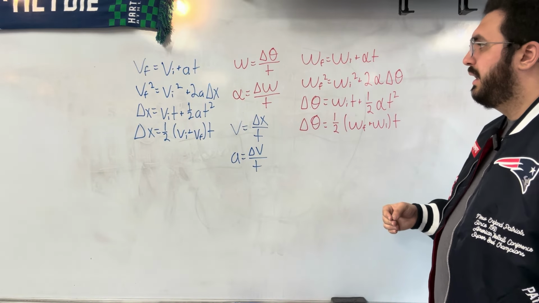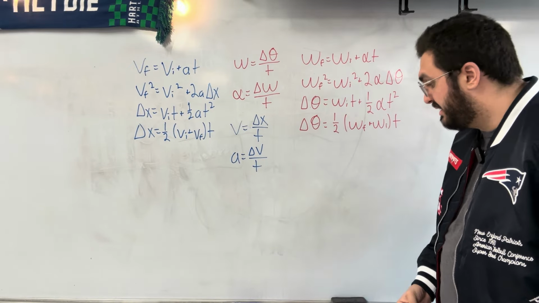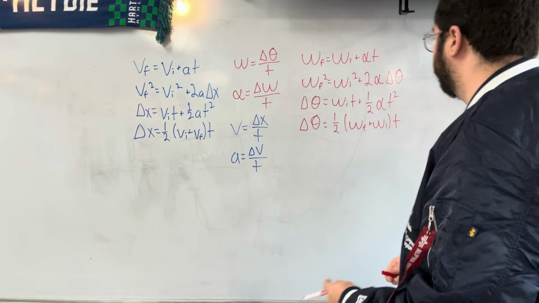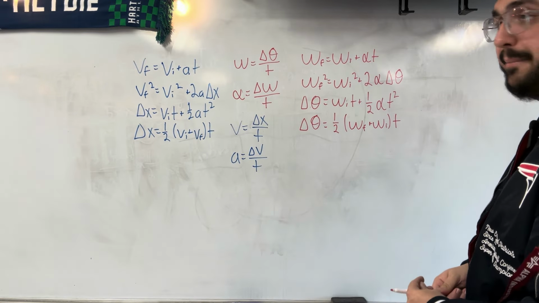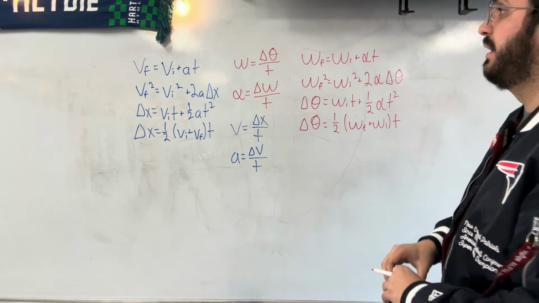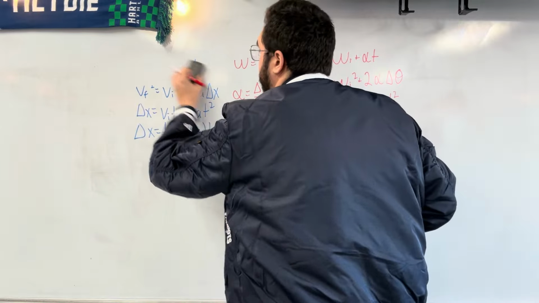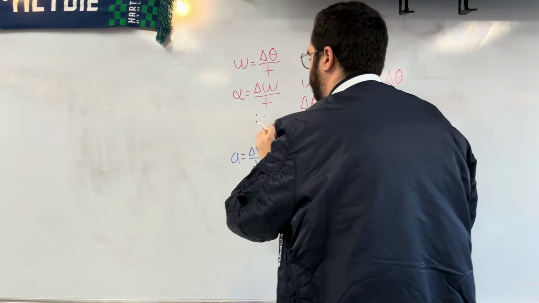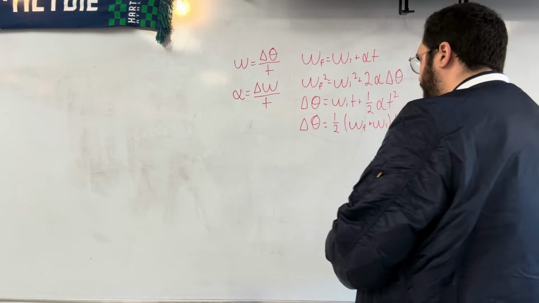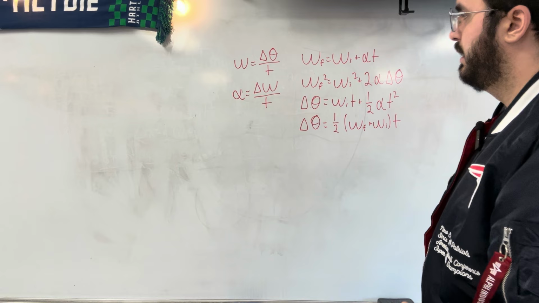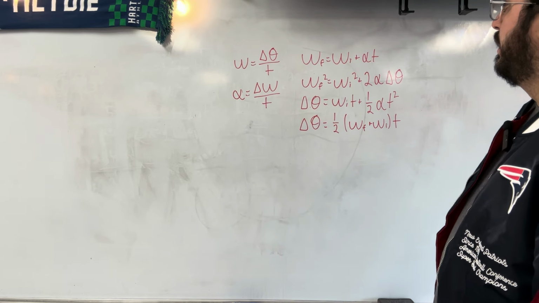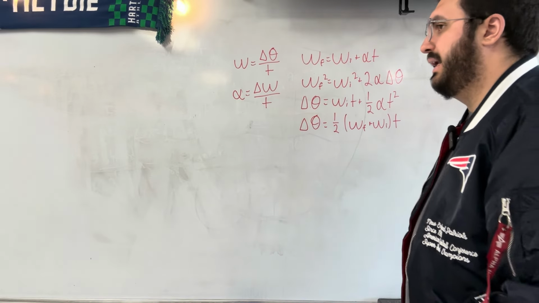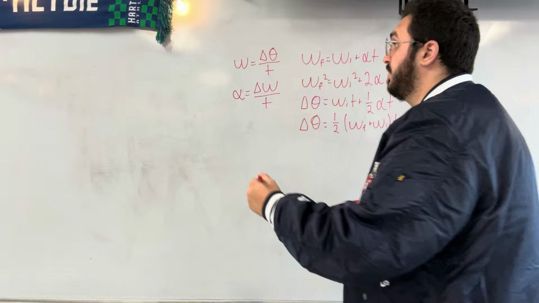So, if we were to do an example problem, let's say, hypothetically, I'm just going to make up some numbers here. But let's say, hypothetically, I'm going to actually get rid of our tangential equations for this. Let's say I start from rest, so initial velocity is 0.